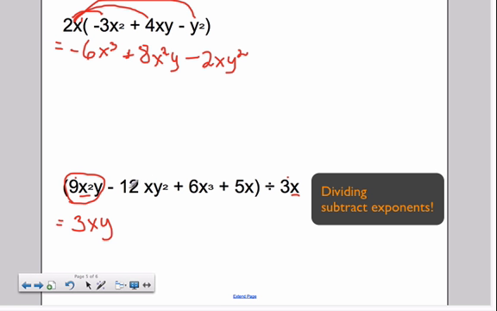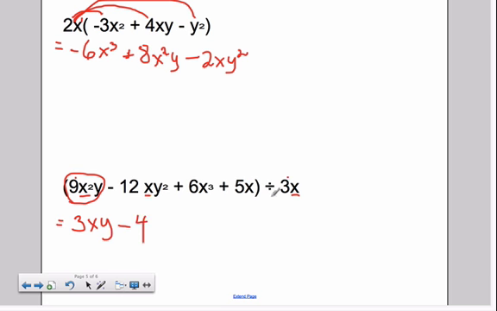Let's move to the next one. We've got a negative 12 divided by a positive 3. Our answer is going to be negative, because a negative 12 divided by 3 will give us negative 4. Now we're taking this x, divide by x, that gives us no x's, they're all gone, and then we're left with y squared divided by no y's, we're left with y squared. Now let's go to the third term.